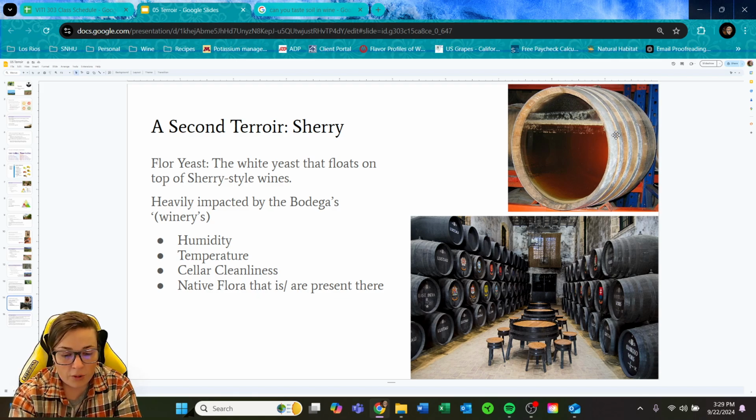And the flor that exists in this winery is highly impacted by the humidity, the temperature, the cellar cleanliness, and the other flora that are present there. So the argument here is that there's a terroir in the vineyard, and then it goes through the winemaking process, and then there's also a terroir in the aging process of sherry. So even if you were to take this sherry, the Solera, this aging system, right, and you tried to age it in a different cellar, the argument is that it would not be the same because there could be different factors that impact the flavors that are in the wine. So I thought that was kind of interesting. Food for thought.